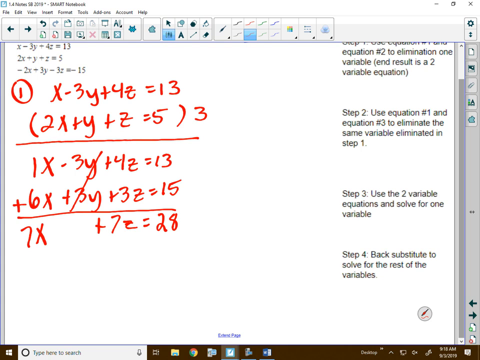Okay. Step 2. Use equation 1 and equation 3 to eliminate the same variable. This is one of the most important parts of this whole process. If you eliminate a different variable in step 2, this problem will not work. You will not be able to solve it. So you want to choose the same variable. We're going to do equation 1 and equation 3, so rewrite equation 1 and equation 3 right next to each other.